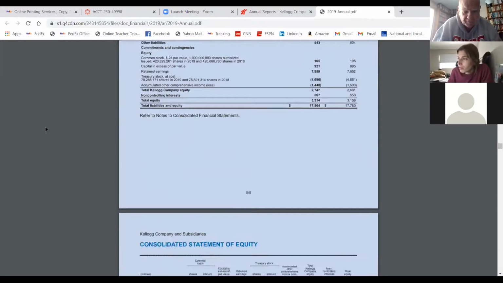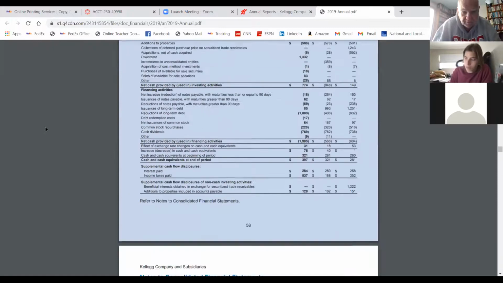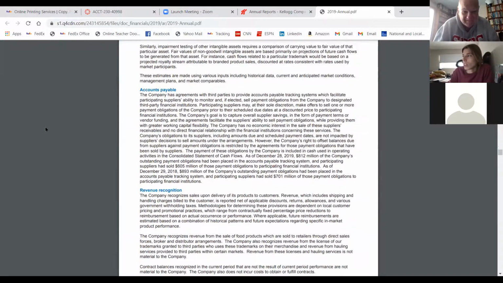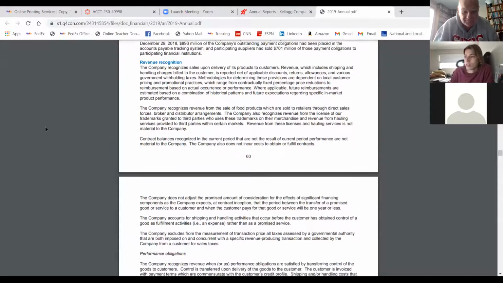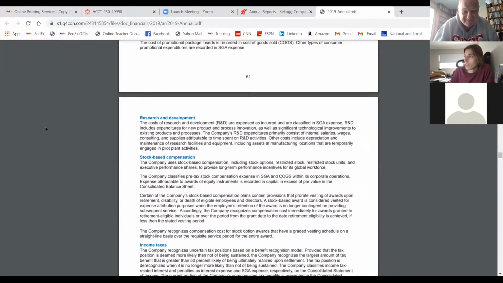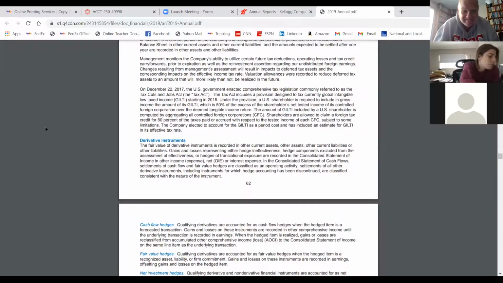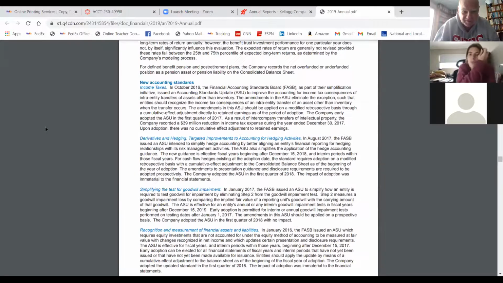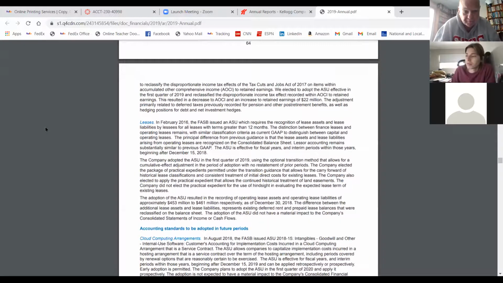Now, you were asking about the notes. You want notes? We got notes. See how for Kellogg it's so clear that it tells you right away this is the note of consolidated financial statement. But for American Eagle, I spent so long trying to locate something like this, and it doesn't even have it on the one that was linked from the assignment. Can't help you with it, pal. But you can see these are pretty clear.